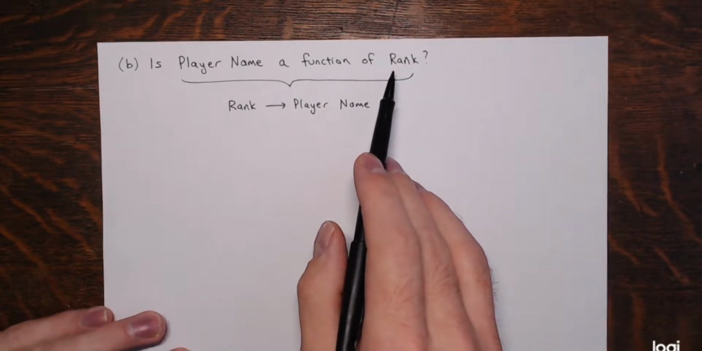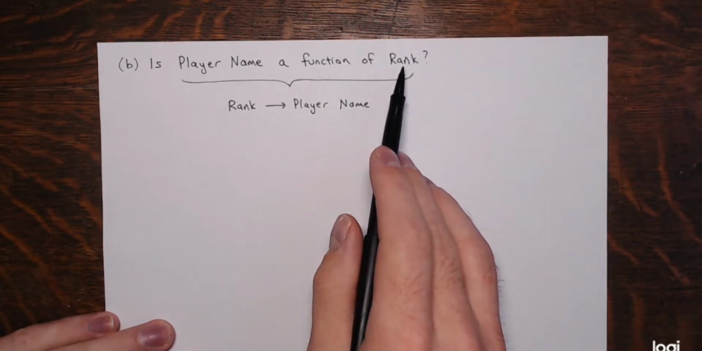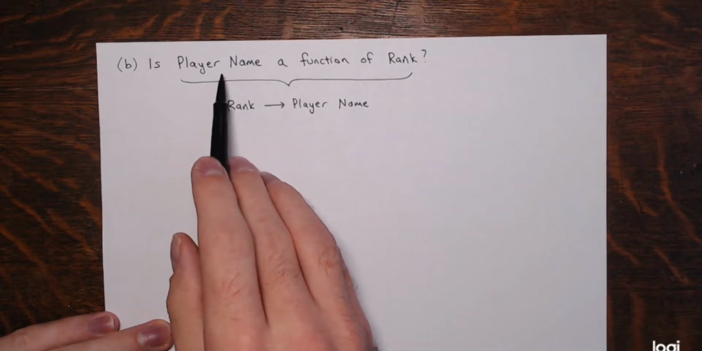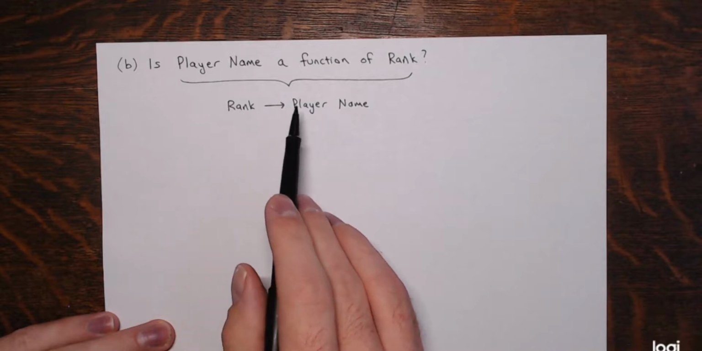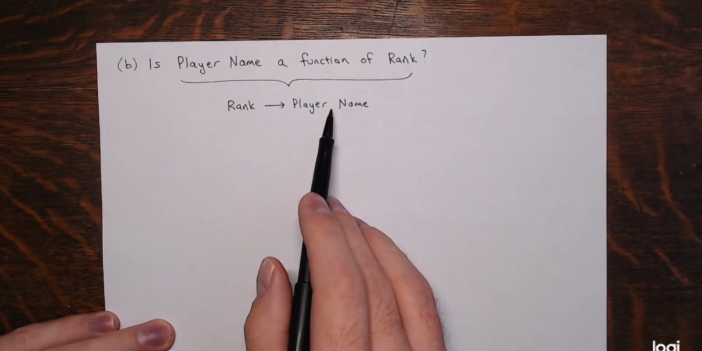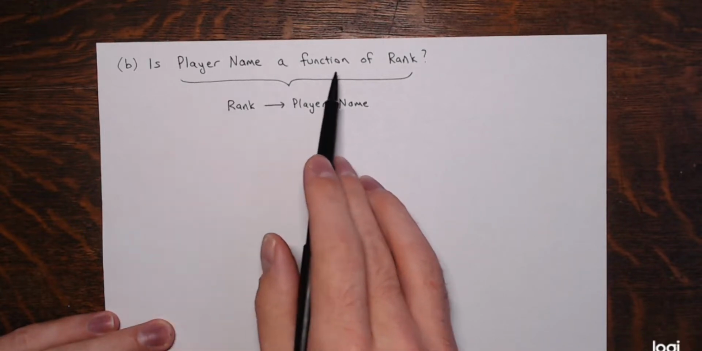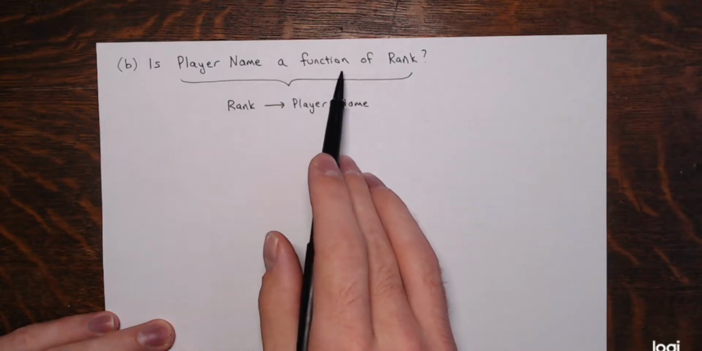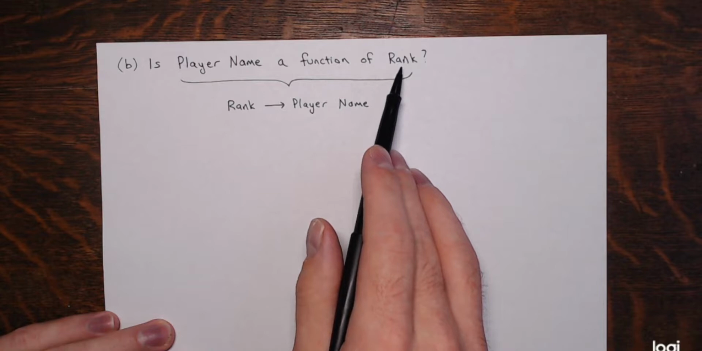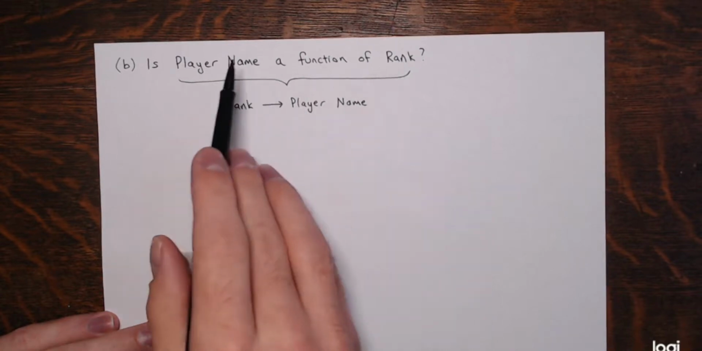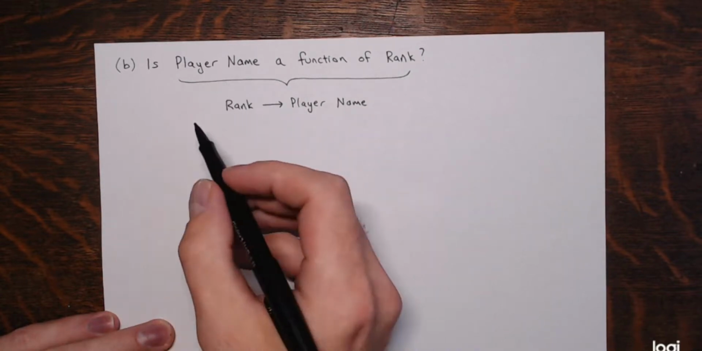So this time rank is going to be the input values and player name the output values. Right? The domain will be the set of the ranks. The range will be the set of the player names. And again, if player name is a function of rank, that means that each rank will be paired with exactly 1 player name.